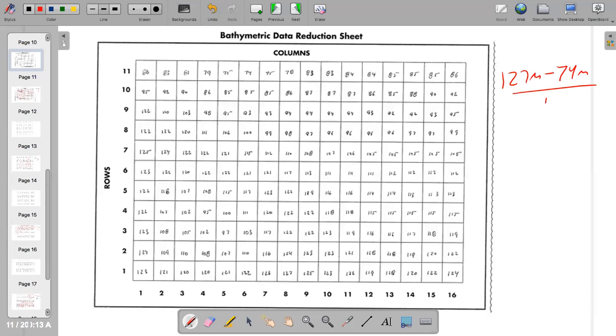Generally you want to take the greatest depth and the shallowest depth and subtract the shallowest from the greatest: 127 minus 74 gives you 53. And 53 divided by 10 is 5.3. But you don't go every 5.3, you go every 5. It doesn't matter where you start, but you're going to go by every 5, in multiples of 5.